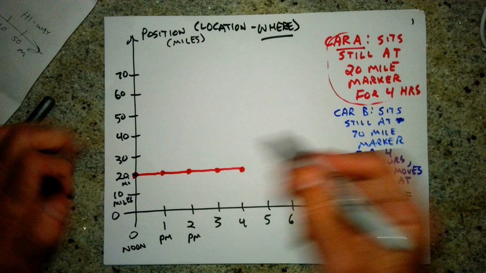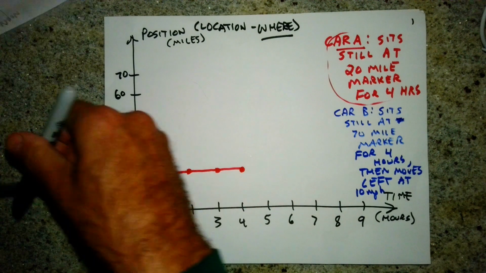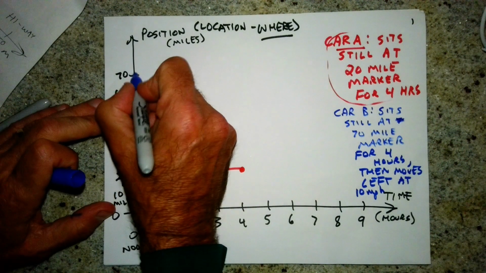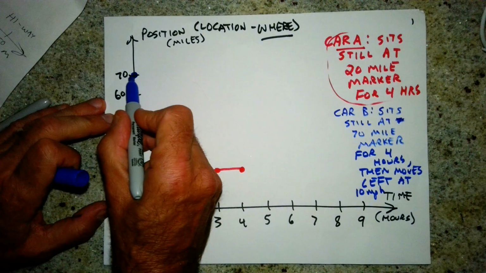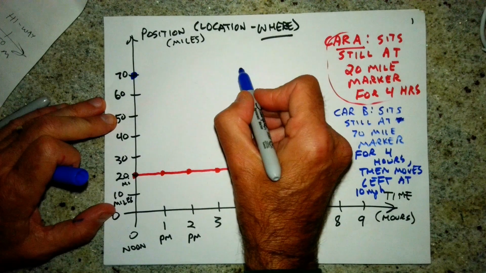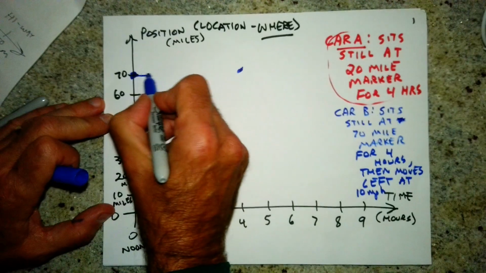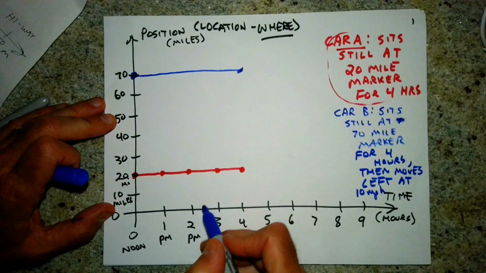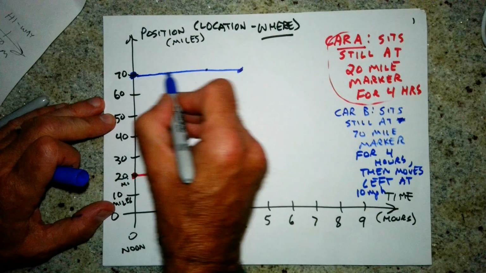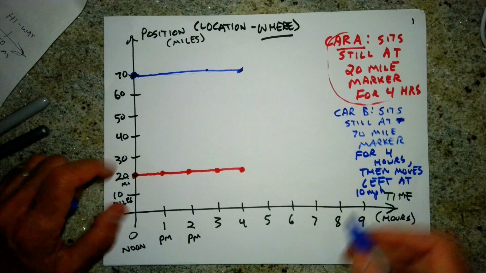This is still at the 70-mile marker for 4 hours. So we'll go a little faster now for that first part. Car B is blue, starts at the 70-mile marker at noon, and it sits there for 4 hours until 4 in the afternoon. So it sits still, so that position isn't changing. I look at 2:30, I go up, oh, it's there. That means the position is 70. Okay, staying at that position 70 the whole time.